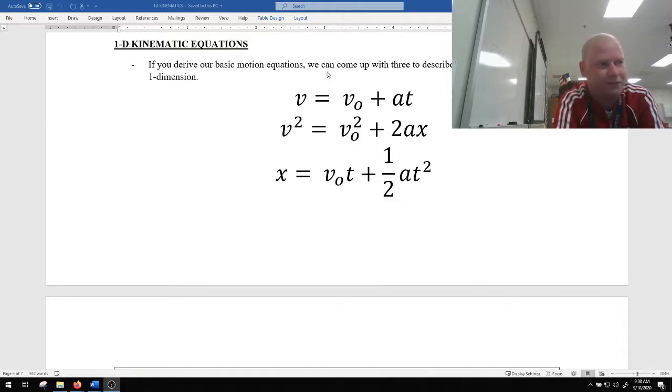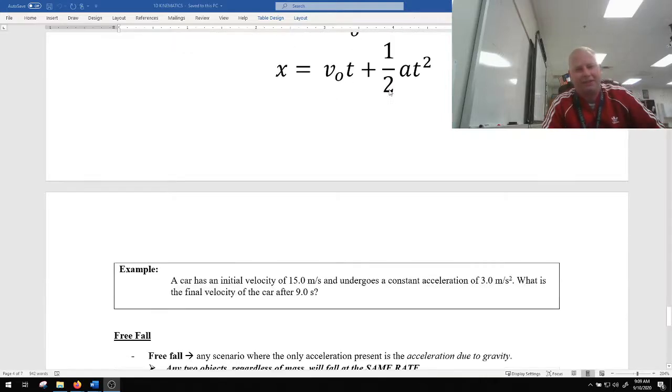So we got V equals V naught plus AT, which means that the final speed is equal to the initial speed plus acceleration times time. Our second equation says that your final speed squared equals your initial speed squared plus 2 times acceleration times displacement. And your last equation tells us the displacement is equal to your initial velocity times the time plus 1/2 of your acceleration times time squared. Now keep in mind that bottom equation, time is the only thing that is squared there. Alright? So what does this look like in terms of problem solving?